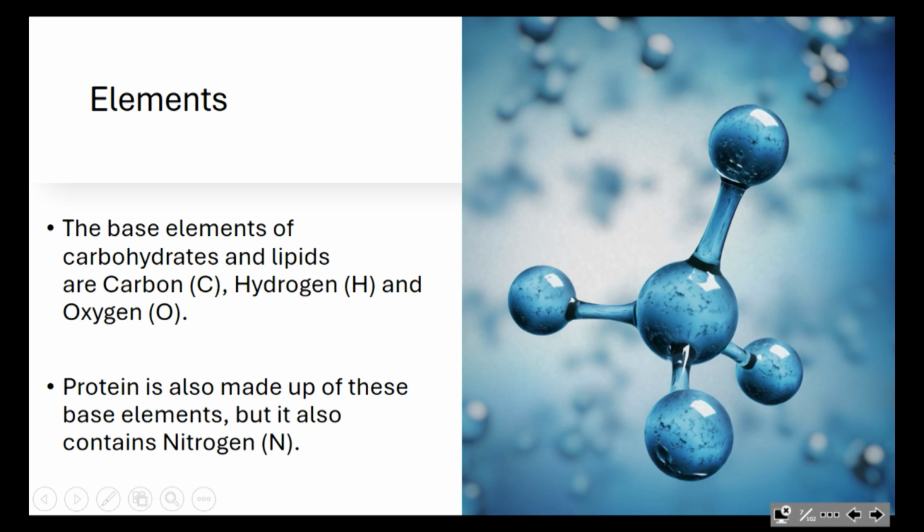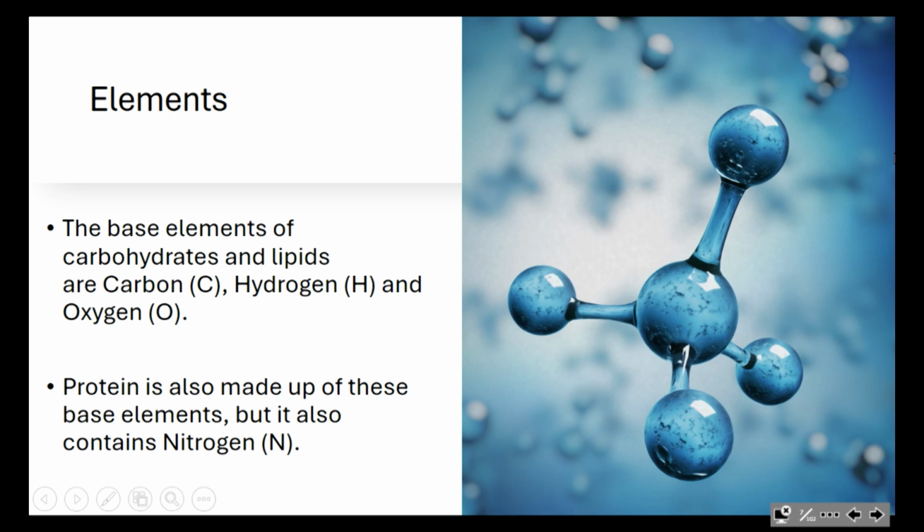So let's talk about elements. Elements are anything on the periodic table. If you know anything about the periodic table, everything on the periodic table is an element. The elements that we're really concerned with for this unit are just maybe 3 to 5 of them. Every macromolecule, carbohydrates, lipids, proteins, and nucleic acids, they all have carbon, hydrogen, and oxygen in them. All 4 of them have those 3 elements.